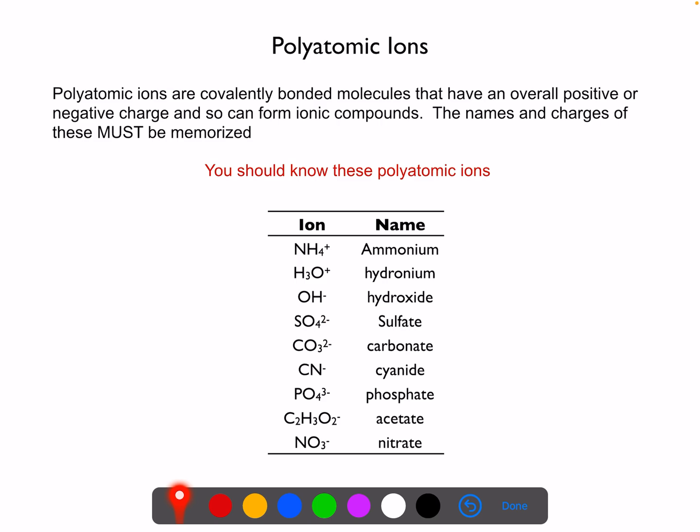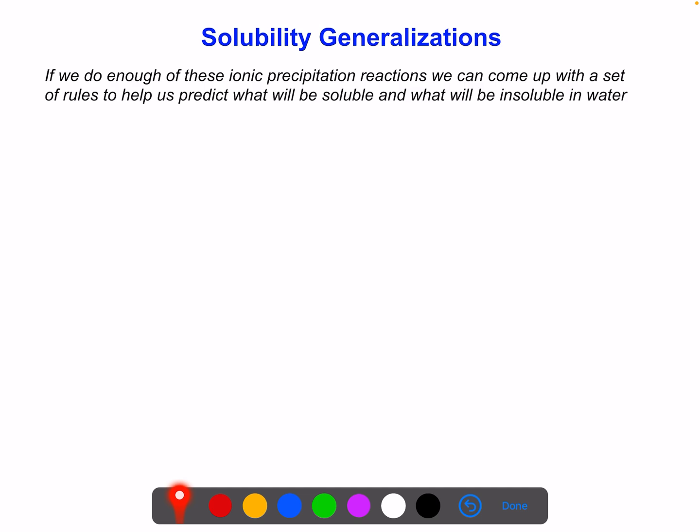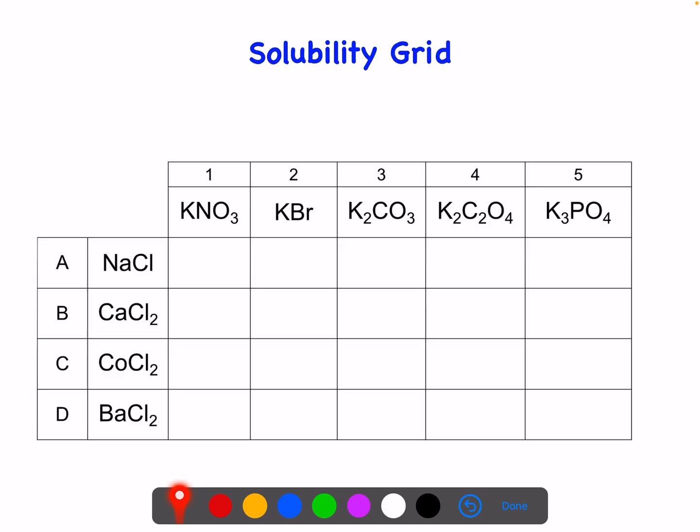Okay, so let's get back to our solubility generalizations. Our goal is to be able to predict what will be soluble and what will be insoluble for an ionic solid. And so there's a couple ways we can do this. Rather than just present the rules, what I think is helpful is start to see where some of the rules come from. So we can kind of go through this as a thought experiment.